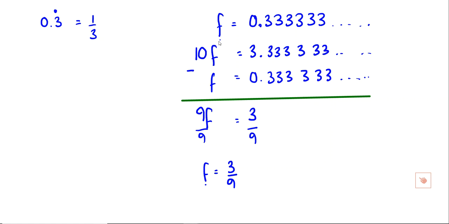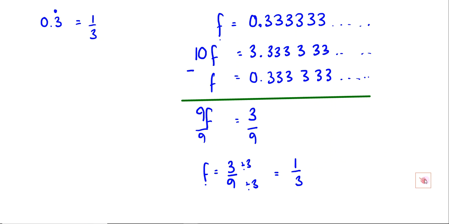All I've got to do now is show that 3/9 is what I was expecting as 1/3. So we are going to use equivalent fractions, divide top and bottom by 3, and I get 1/3. Okay? Got that? Any questions? Easy enough? No?